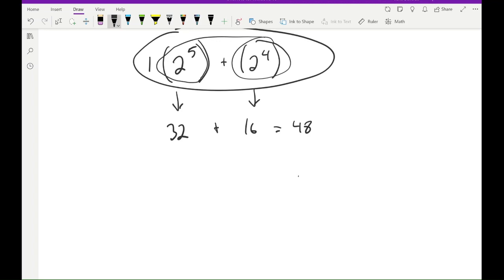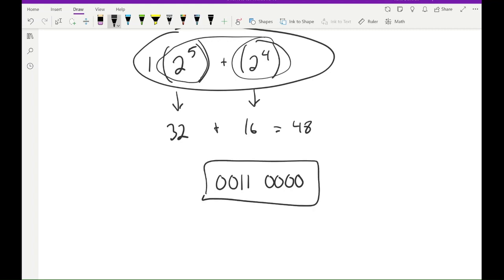So 2 to the power of 0, 0. 2 to the power of 1, 2, 3. Then we have our 4 and 5, and 6 and 7. And this is our answer in binary code.